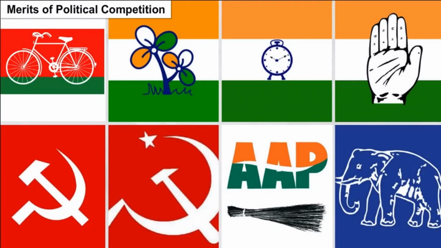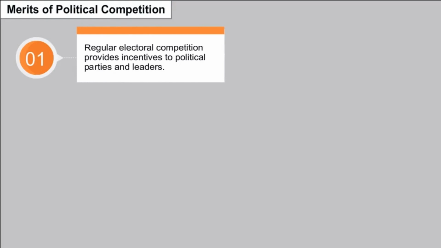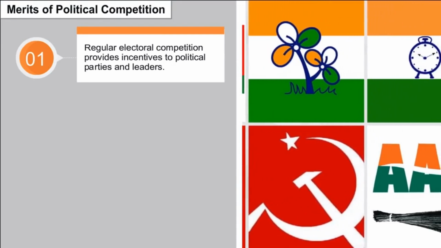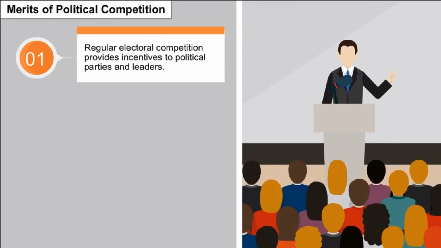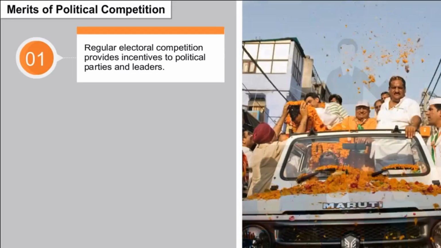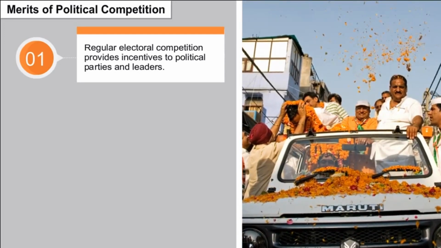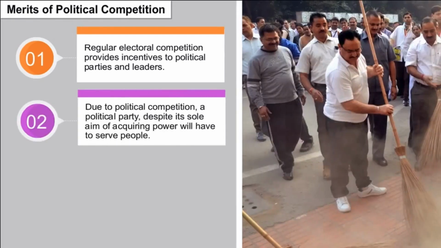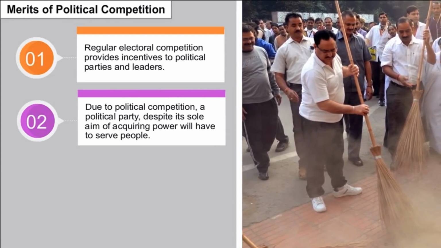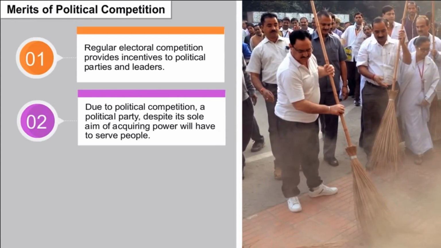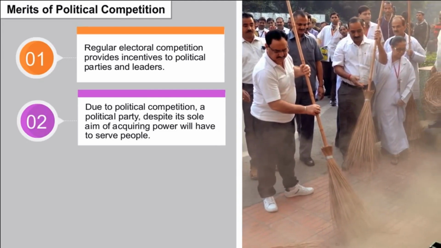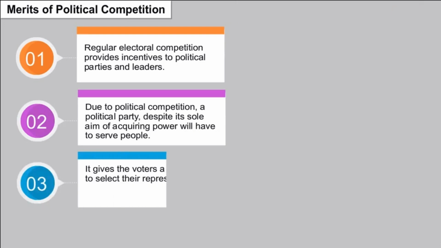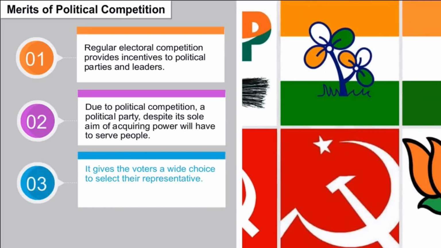Merits of political competition. Regular electoral competition provides incentives to political parties and leaders. They know that if they make promises on issues that people want to be addressed, their popularity and chances of victory will increase in the next election. Due to political competition, a political party, despite its sole aim of acquiring power, will have to serve people. Failing to do so might not earn them victory in the next elections. It gives the voters a wide choice to select their representative.